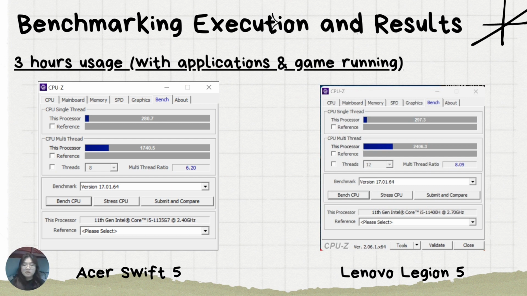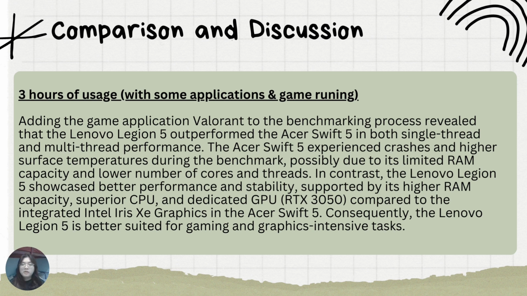So this is the result that we get in CPU-Z for both laptops. Okay, so this is for the Acer Swift 5 and this is for the Lenovo Legion 5. For the comparison of these two laptops, after adding the game application Valorant, the benchmarking process revealed that the Lenovo Legion 5 outperforms the Acer Swift 5 in both single-thread and multi-thread performance.